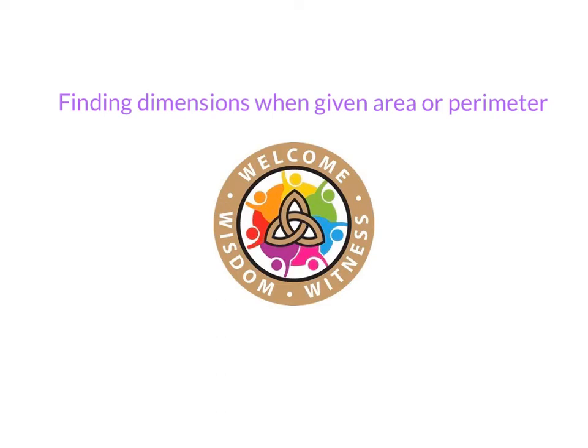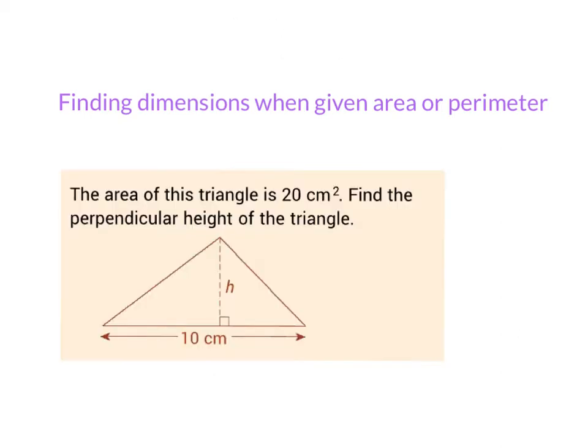Okay, today's lesson is finding the dimensions when given area and perimeter. So we're continuing on the 6th year ordinary level Leaving Certificate course. And this is when we're given information and we need to work backwards.